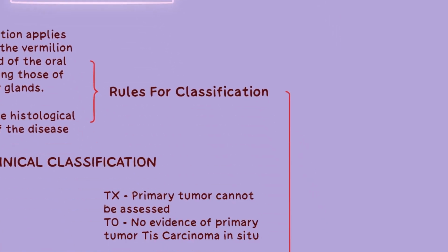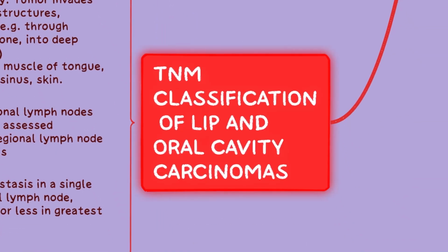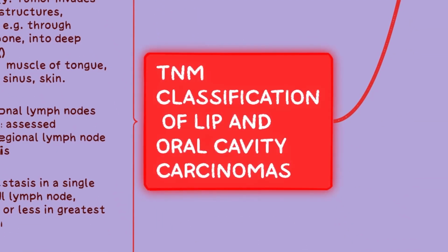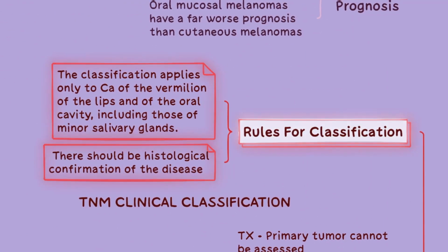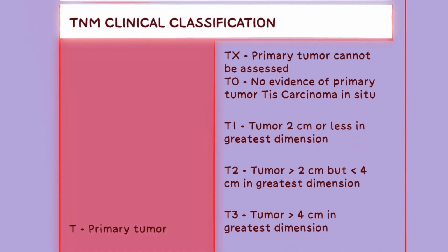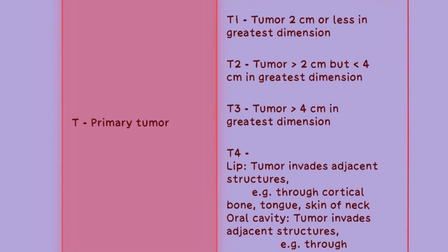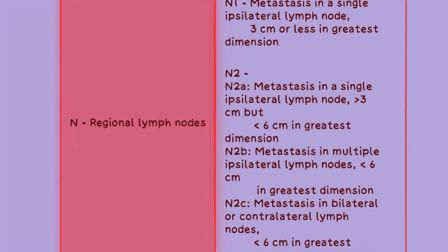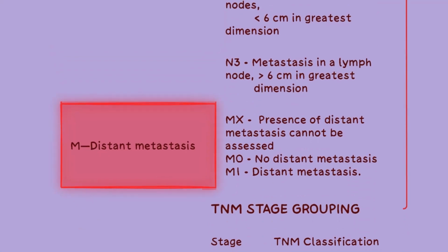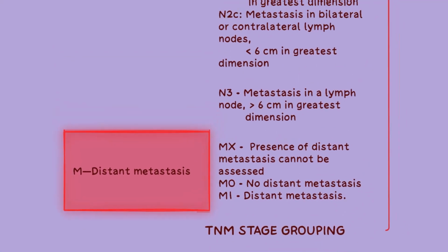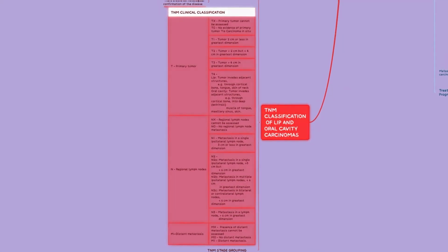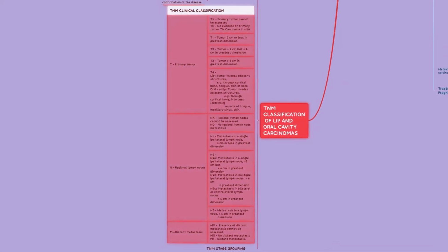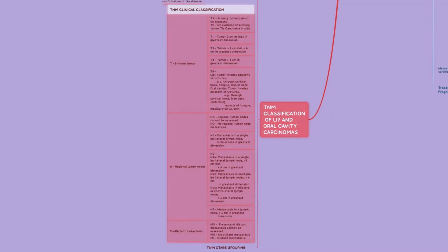Now, we come to a very important question that is asked in your exams, the TNM classification. The classification can only be applied once histological confirmation has been made. It is a standardized way of describing the extent of the primary tumor T, regional lymph node involvement N, and distant metastasis M. The stages are then grouped based on these classifications to provide an overall stage of the cancer. The TNM classification for oral cancer is as follows.